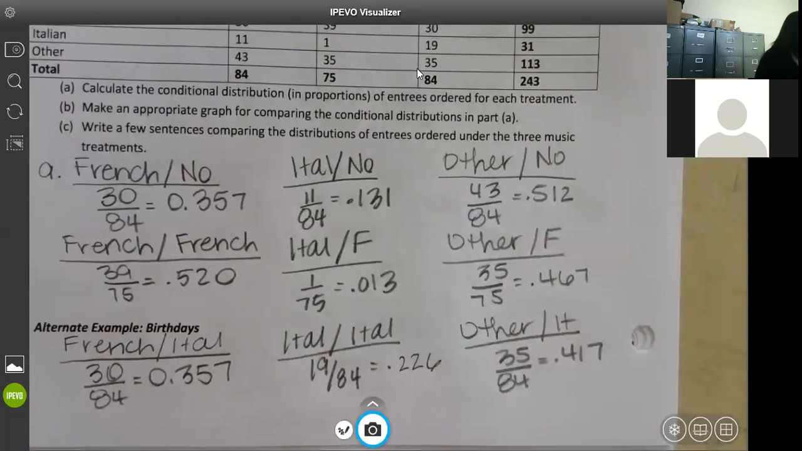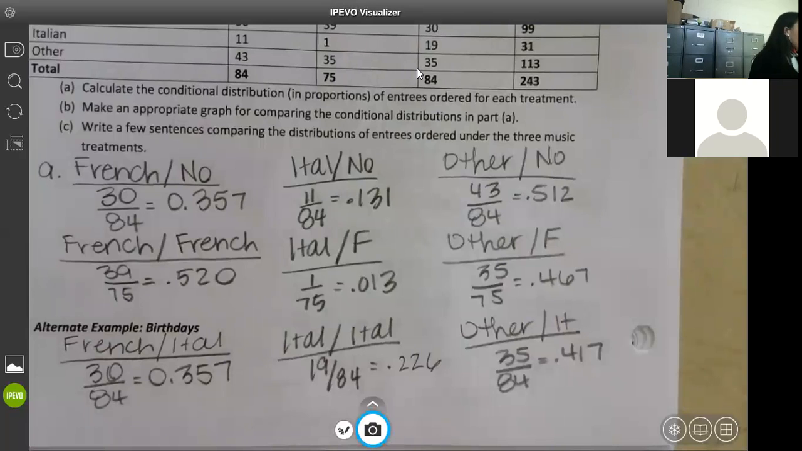All right, so B says make an appropriate graph for comparing the conditional distribution. So that would be a bar graph, and we're going to make one a little bit later, but just make sure that you label everything. And I'm not going to make you do it on this one, but we'll do it on a different one. Okay, so it's a little bit less that you have to graph. So we'll go back to B. It's a bar graph. It's nothing hard.